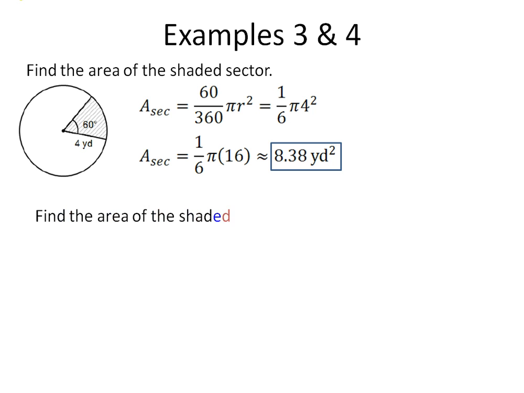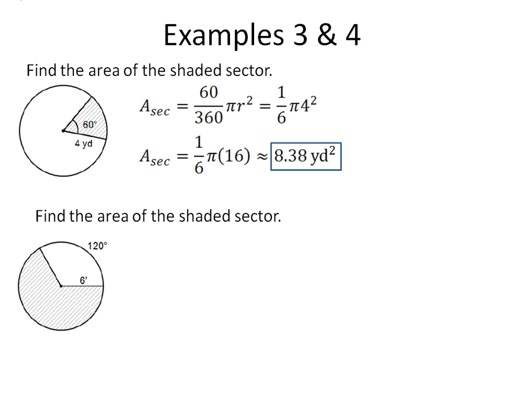Okay, example 4, they want us to find the area of this shaded sector. Notice this time they gave us the arc of the minor sector, and they want us to find the area of the major sector. So the first thing we got to do is find out what the arc measure is of that.